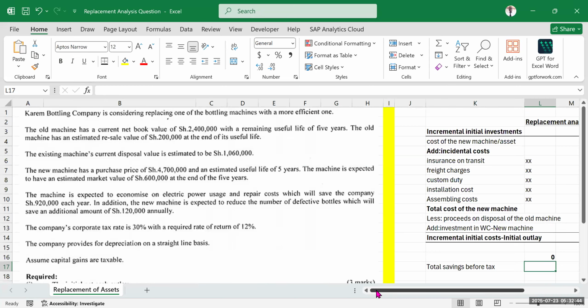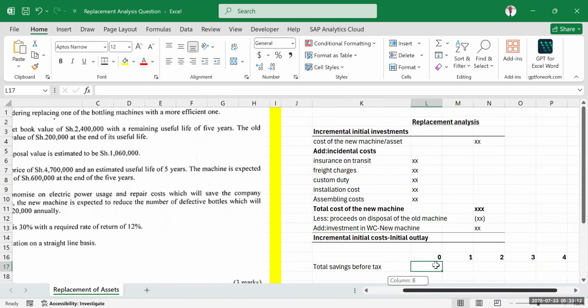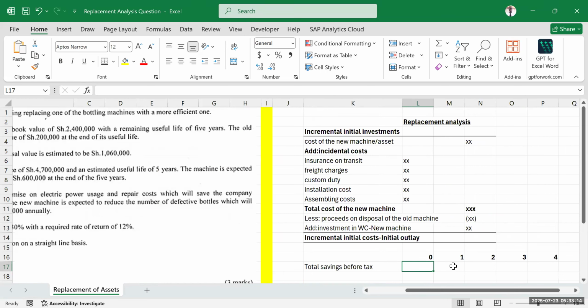And what is the impact? We'll be saving on electric power by 920,000 each year. At the same time, we'll be saving by reducing defective bottles, and the saving in that aspect will amount to 120,000 annually. So the total cost savings is the 920 plus the 120. I hope, members, we are together. So that only happens from year 1 if we make that decision, not year 0.